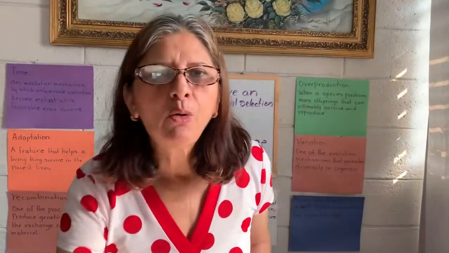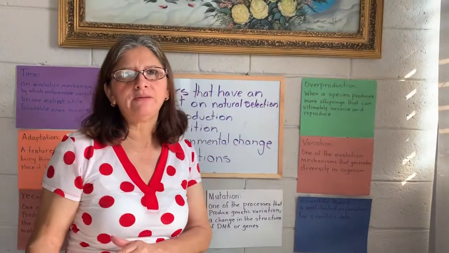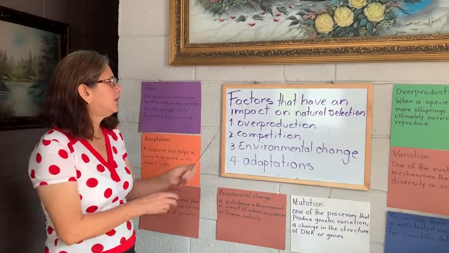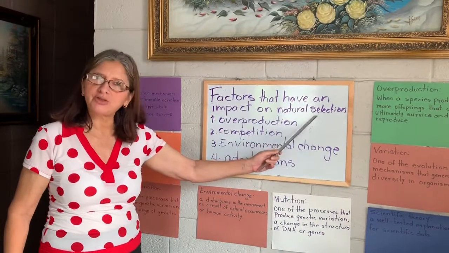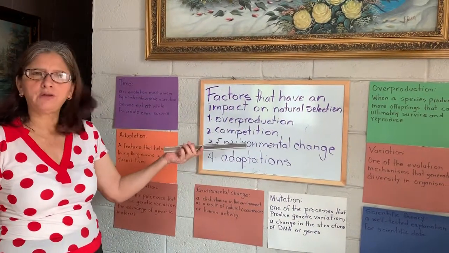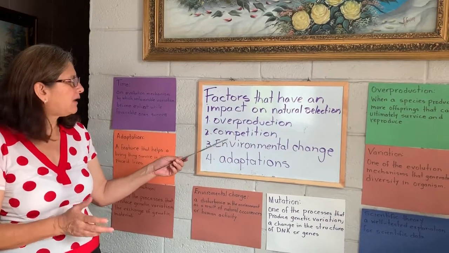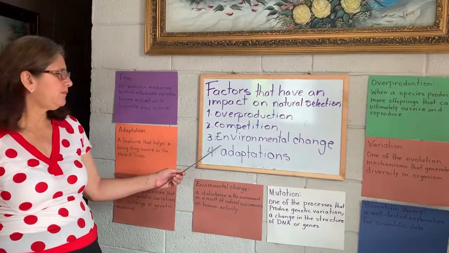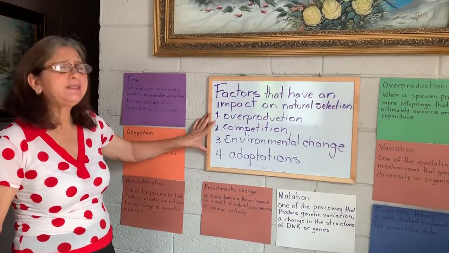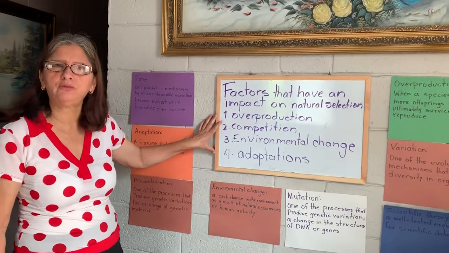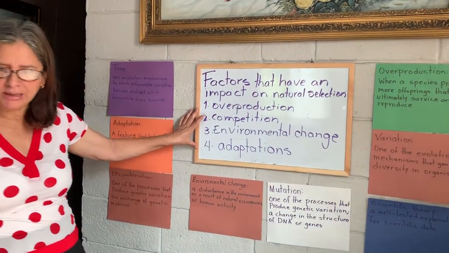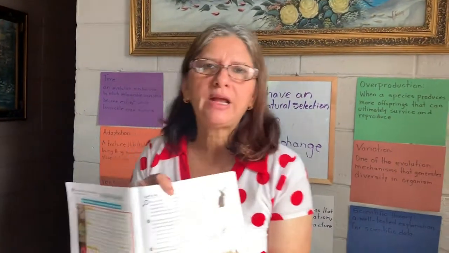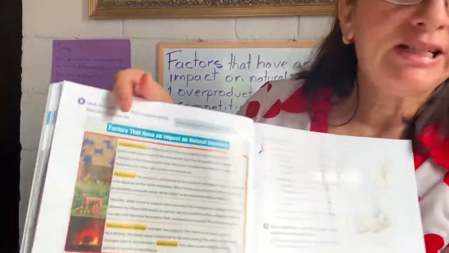Today we have a topic related to natural selection. We will learn about the factors that have an impact on natural selection. Those factors are overproduction, competition, heredity, environmental change, and adaptation. Remember that I already told you what natural selection is. For that, we are going to analyze the pages in the science book.